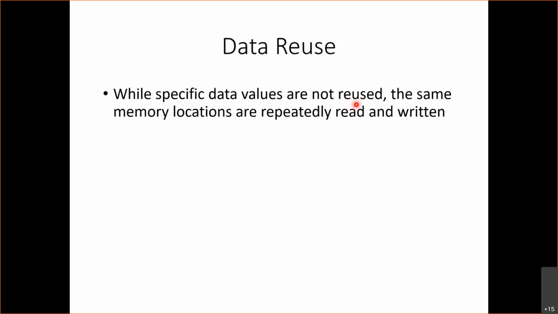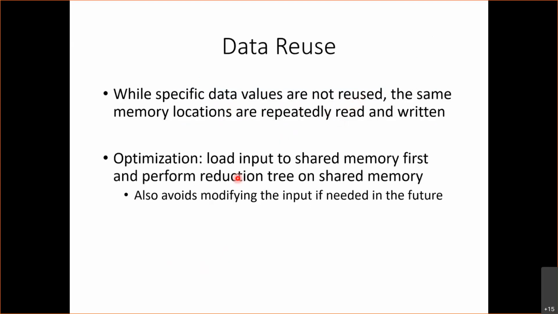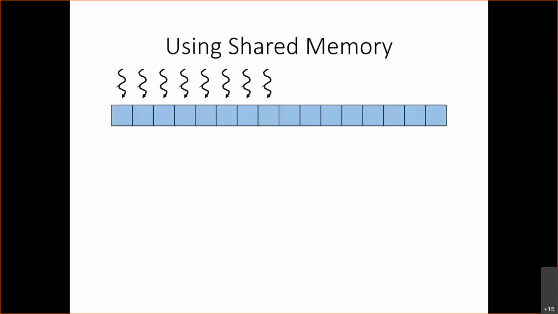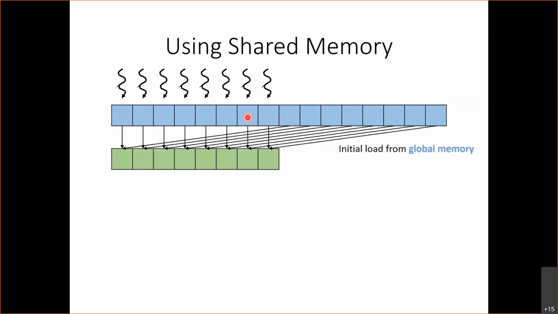One of the optimizations is that we can load the input to shared memory first, and then we can perform the reduction tree on shared memory. What this does is avoid modifying the input. Somebody commented, aren't we modifying the input? Yes, we are. And if we use shared memory, then we wouldn't be modifying the input. Let me show you an illustration of what I mean. Here we have our threads loading this data and summing it up. What we can do in the first step is, when these threads add the first two elements, rather than putting the result in the global array, they can put the result in a shared memory array.